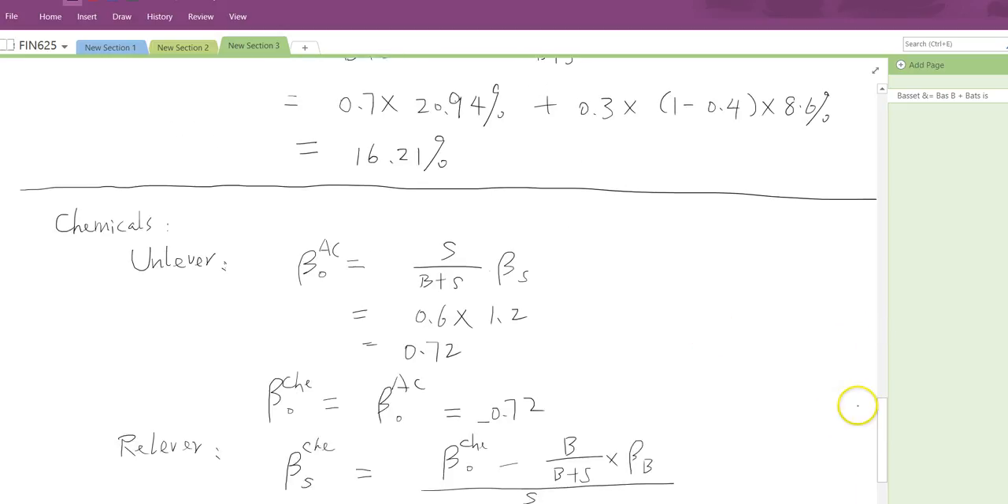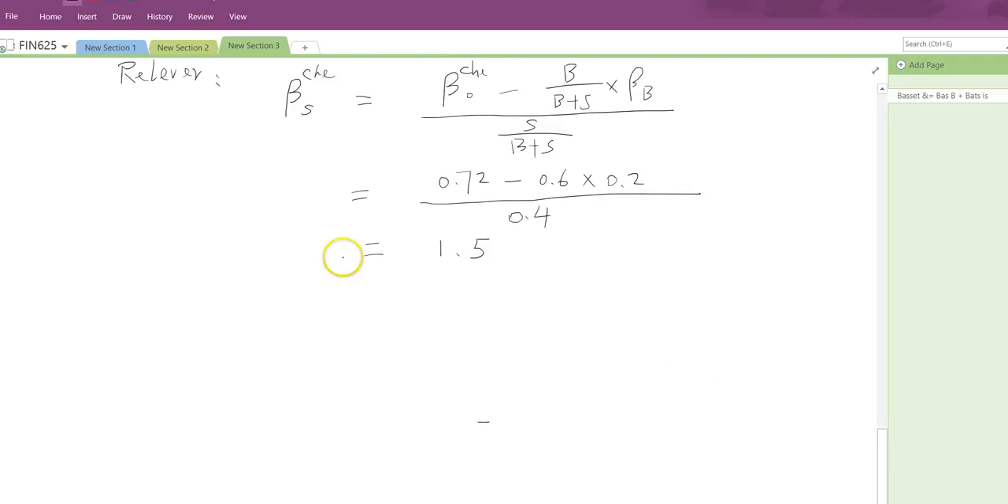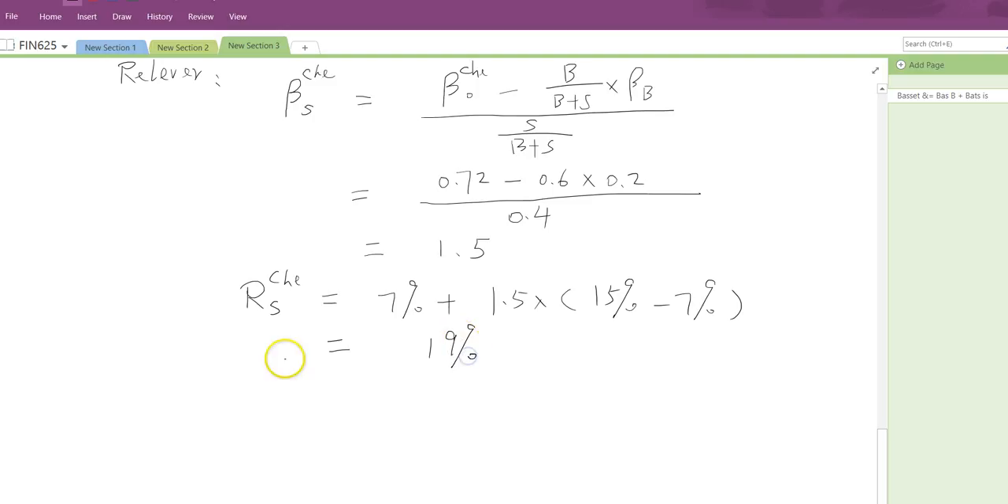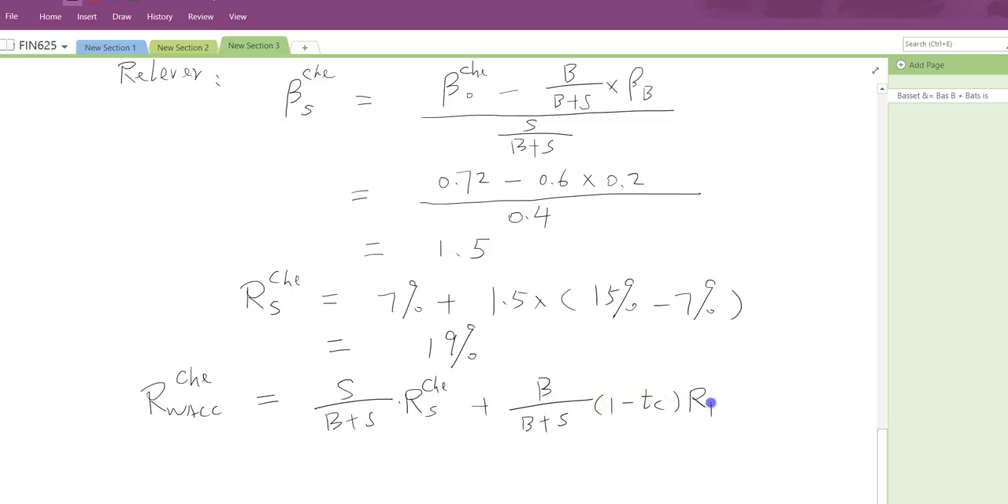And then we try to find out the cost of capital for the chemical division based on the CAPM. So it's 7% plus 1.5 times 15% minus 7%. So this gives me 19%. So we have every number that's needed in order to figure out the weighted average cost of capital for the chemical division. Right, it's S over B plus S. Just write down one more step. RS chemical, plus B over B plus S, and this is 1 minus tax rate, and then multiplied by RB.